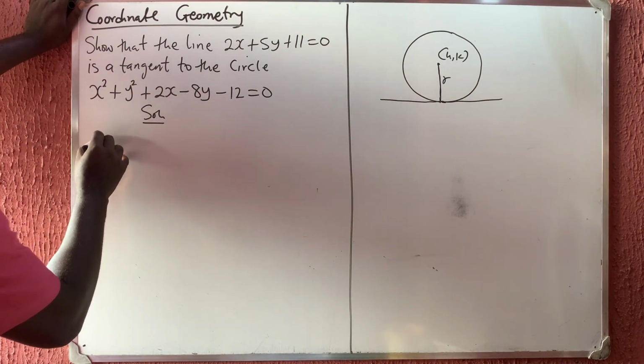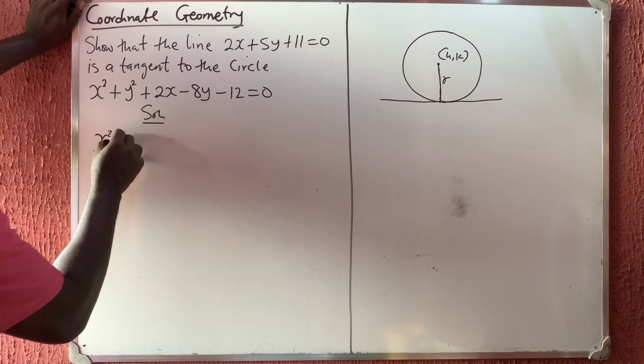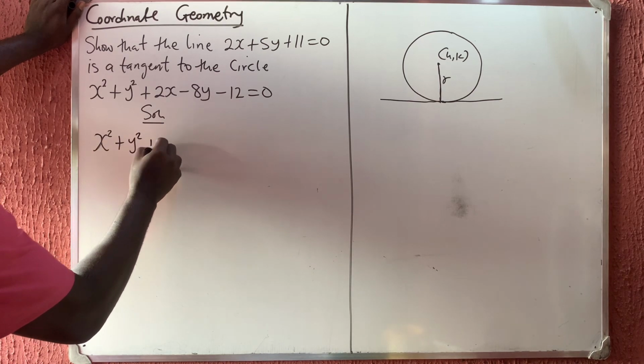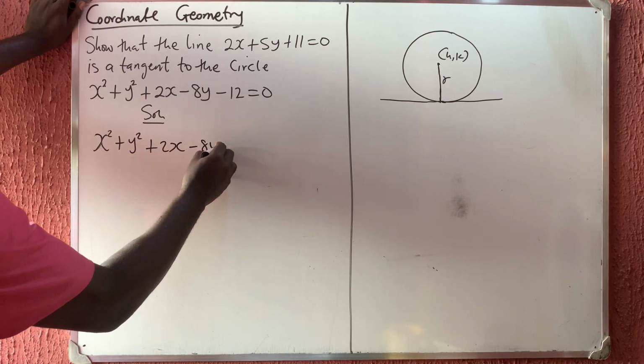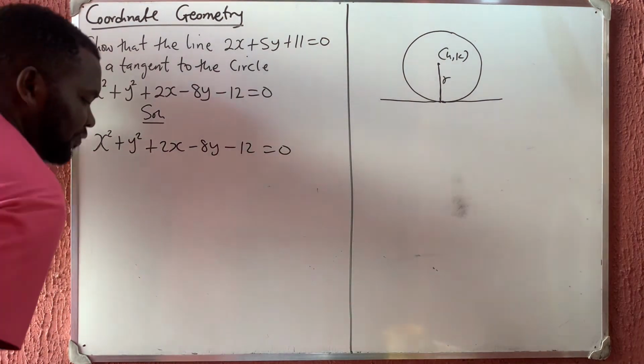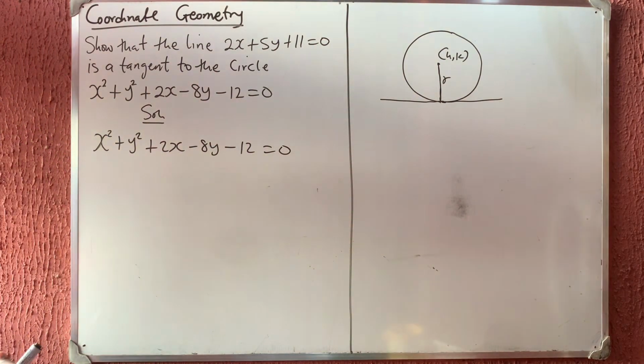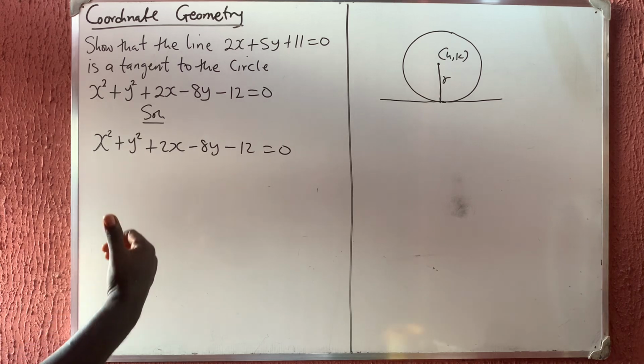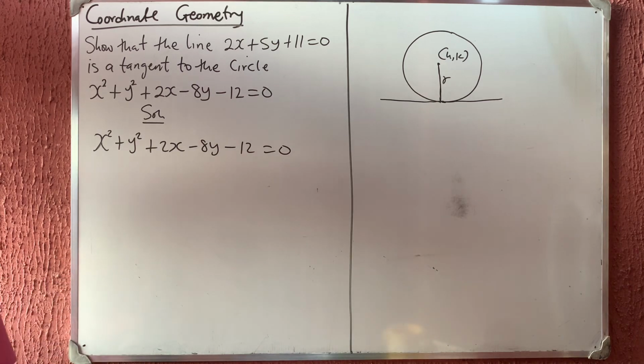So they gave us x squared plus y squared plus 2x minus 8y minus 12 equals 0. I'll use the fastest method of solving it. We have different methods: the completing the square method or the formula method. The easiest one is the formula method, and that is what I'm going to use here. You can watch my previous video if you want to learn the completing the square method.